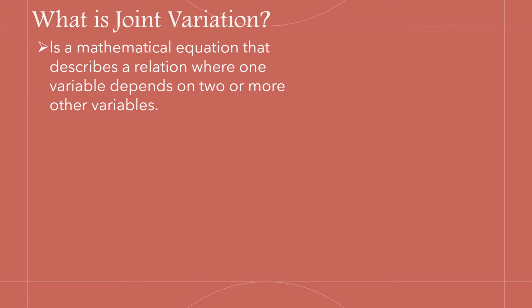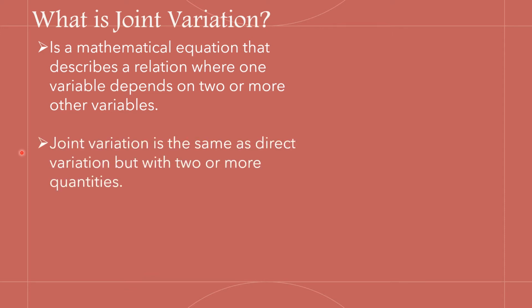Now, what is joint variation? Joint variation is a mathematical equation that describes a relation where one variable depends on two or more other variables. It compares nicely to direct variation. Joint variation is the same as direct variation but with two or more quantities. So this is direct variation. The equation is y is equal to k times x.